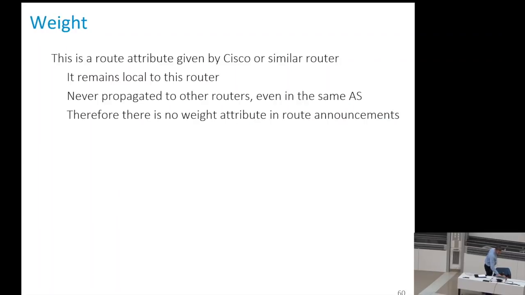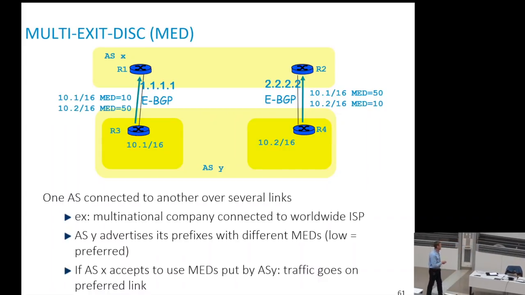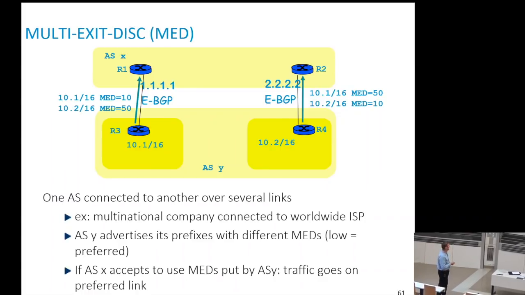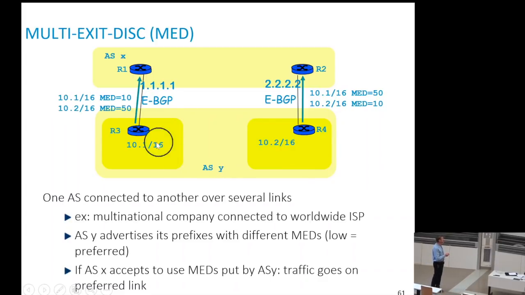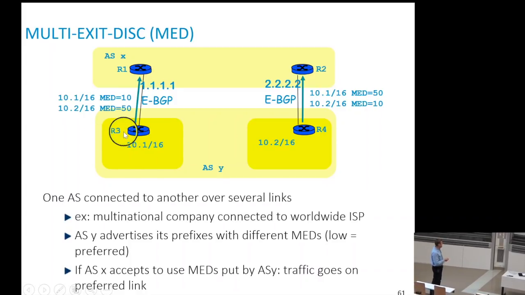Another one, let's skip the weight, is called the multi-exit discriminator, the MED, which was invented probably at another point in time, because with the preference, high preference means it's preferable. For MED, a high number means it's less preferable. It's used in a different setting. Here I'm showing one of the examples we've seen already before, where one AS is probably a customer of ASX, advertising those two prefixes, 10.1 and 10.2. Of course, you probably don't advertise a private prefix, but for simplicity here, I keep it. And R3 is announcing both 10.1, which is local, and 10.2, which is remote.